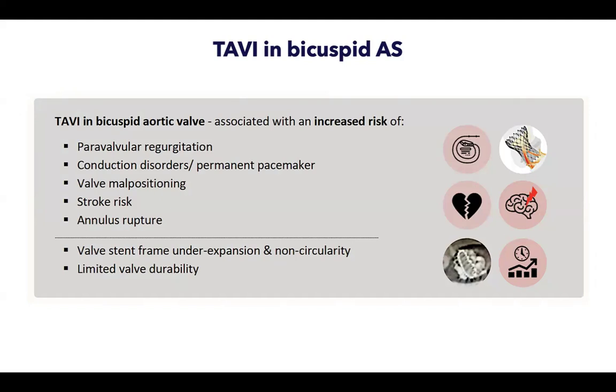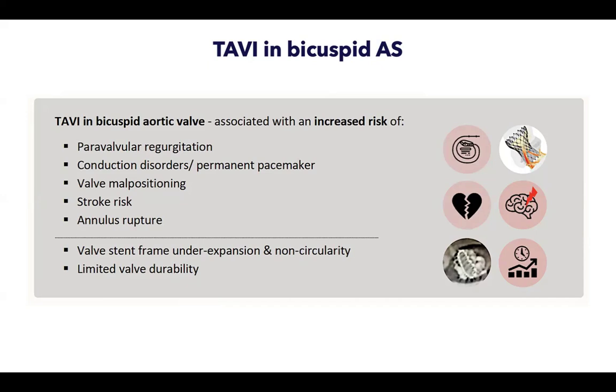There is a higher risk of moderate paravalvular leak, around 5 to 8% versus only 2-3% in a normal TAVI population. There is also a higher risk of permanent pacemaker. That's because the membranous septum is actually shorter, typically in a bicuspid patient than in a tricuspid patient. There is more risk of valve malpositioning. There is more stroke risk.